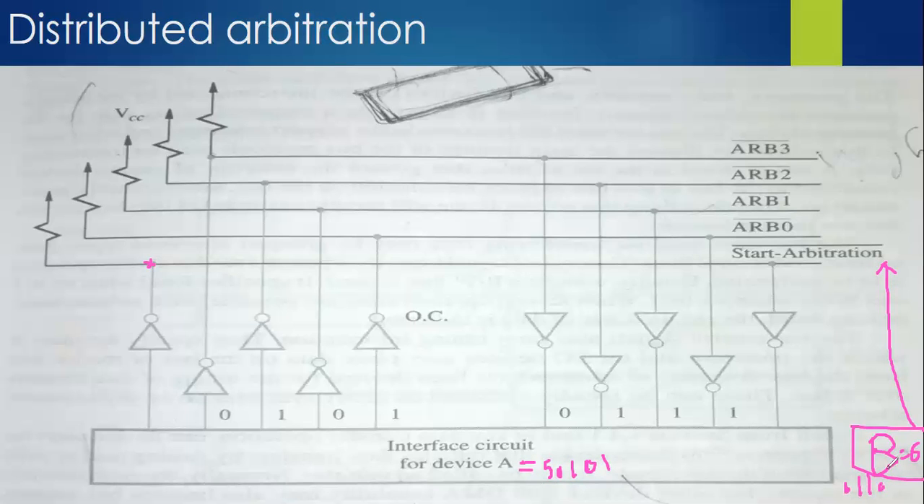So this address will be uploaded to B0 to B3. The last bit will be uploaded to line 0, the second to line 1, the third to line 2, and the last to line 3. Like that, 0 is uploaded to the first line, 1 to the second line, 1 to the third line, and the last 0 to the fourth line. Now between these two device addresses, we need to perform an OR operation.